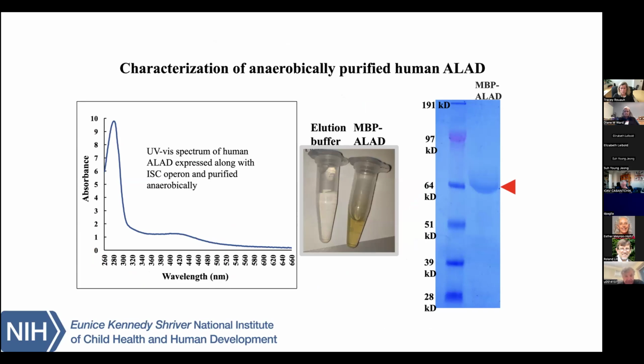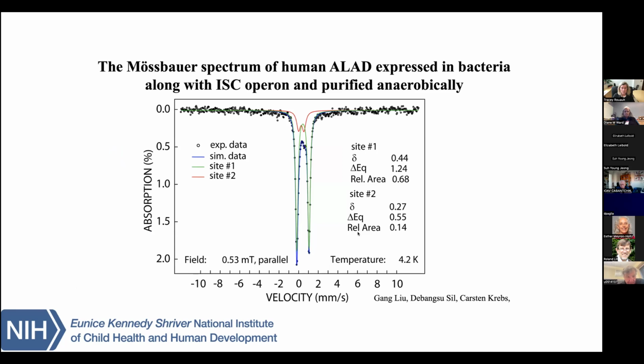We overexpressed this protein in E. coli along with the operon for the bacterial insertion of iron sulfur clusters. And we got brown protein, which is shown here. And this color of sort of tan brown with a slight almost red hue is very characteristic of what these clusters look like in solution.